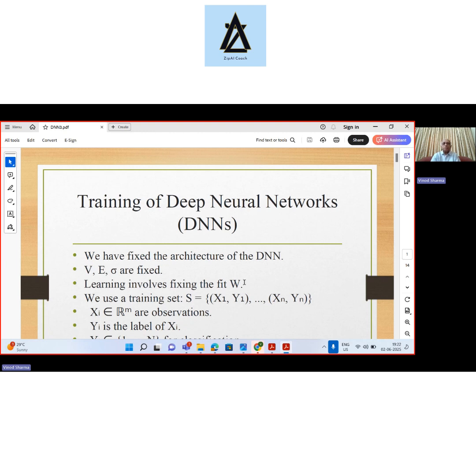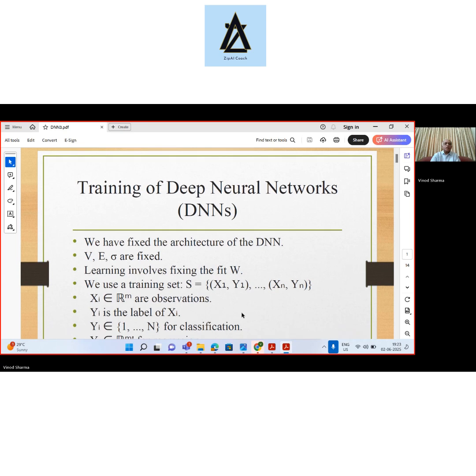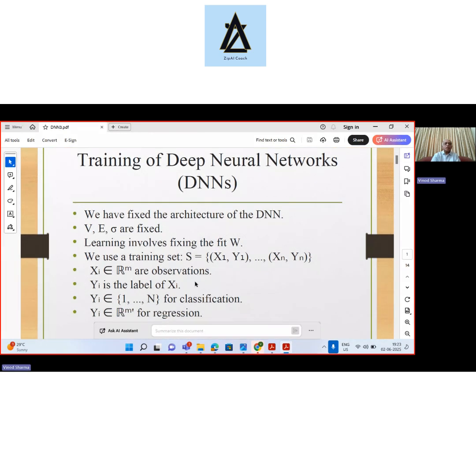This will be learned from the training set S, which consists of (x1, y1) up to (xn, yn). The xi's are the observations, for example, the images. yi is the label corresponding to image or observation xi. yi belongs to 1 to n in case it is a classification problem. In this case, there will be n classes, or yi is a vector with dimension R^m' if it is a regression problem.